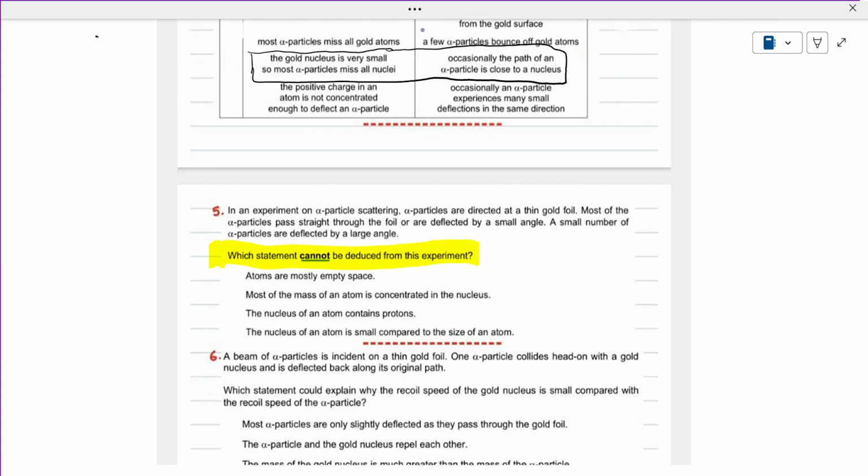Atoms are mostly empty space. That's true. Most of the mass of the atom is concentrated in the nucleus. That's true. The nucleus of an atom contains protons. We haven't discussed which particles it has. Though it has a positive charge, having a positive charge doesn't mean only protons, since there are also neutrons. So that's not discussed in the experiment, and this statement cannot be deduced from the experiment. The nucleus of an atom is small compared to the size of an atom. That's true basically.